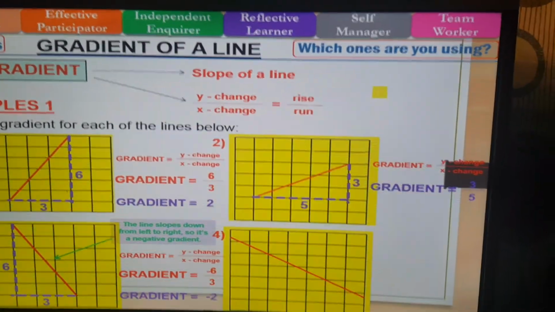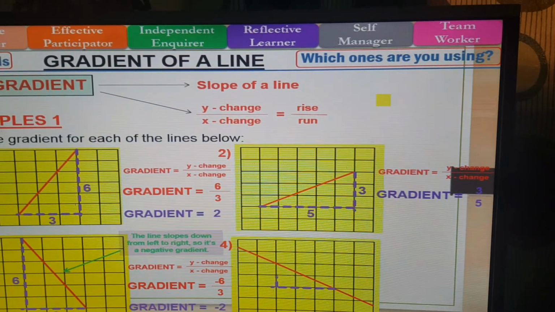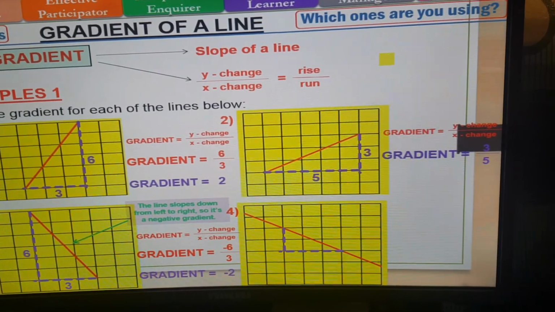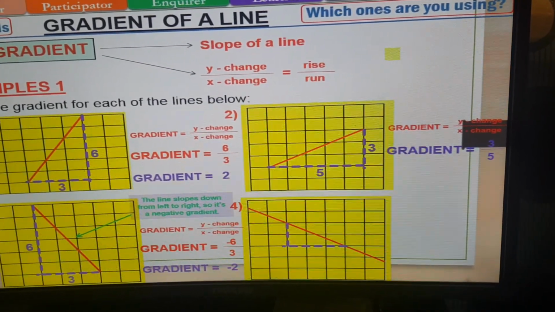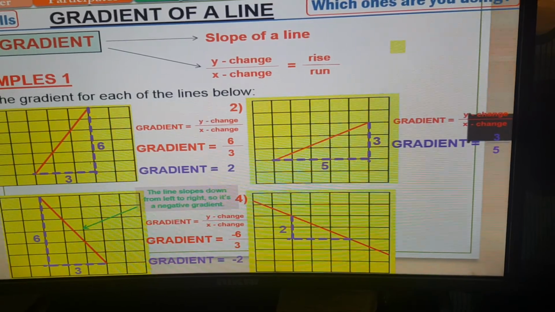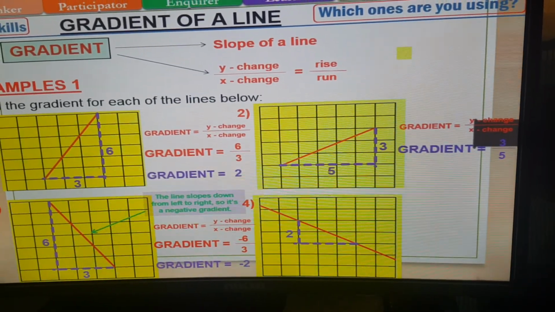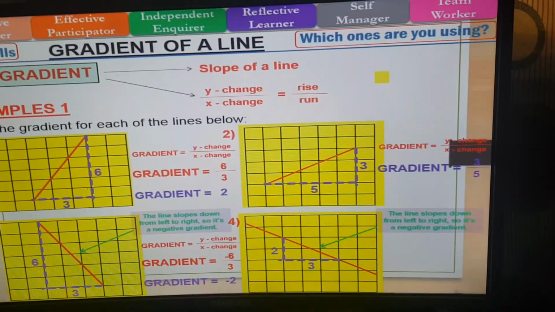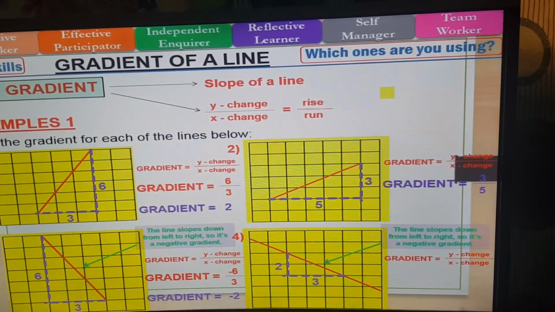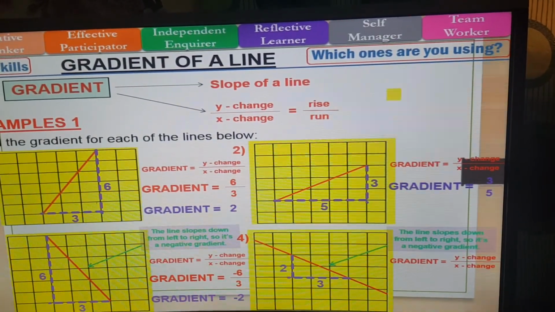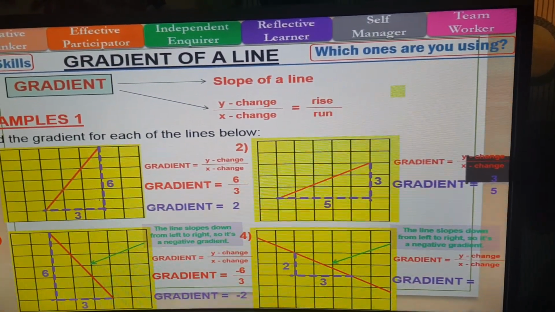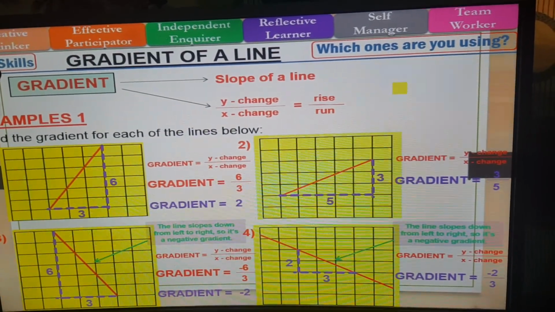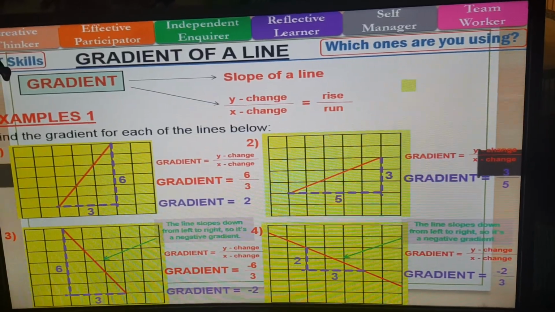So let's have this: choosing 2 points on the line and drawing your triangle underneath the line, then change in y over change in x. How many units? 2 units for change in y, 3 units for change in x. So the gradient will be change in y over change in x, and that is negative 2 over 3. So the gradient, the slope of question 4, is negative 2 over 3.